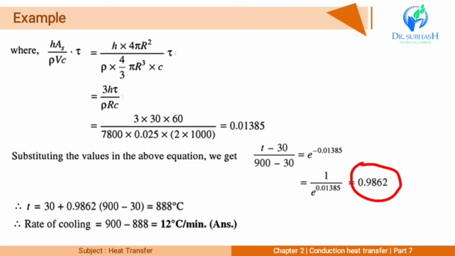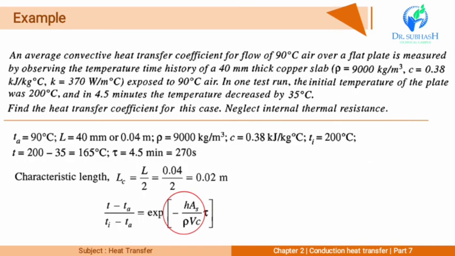So we want the value of T, so T is equal to 30 plus 0.9862 multiplied by (900 minus 30), which is equal to 888 degree centigrade. We want the rate of cooling, which is the difference of 900 minus 888, so it is equal to 12 degree centigrade per minute. That is our required answer. Moving to another example.